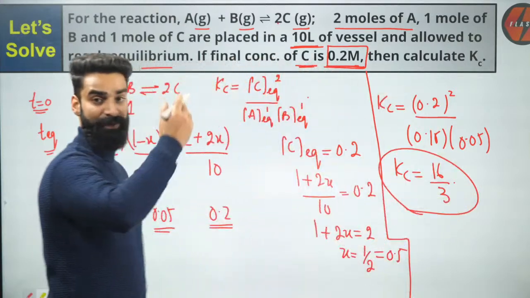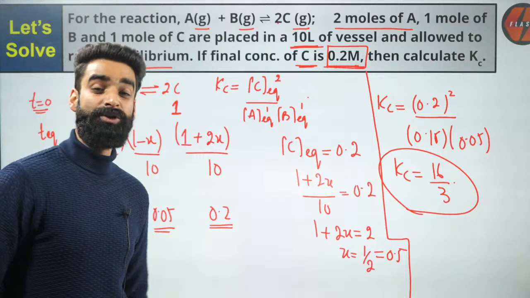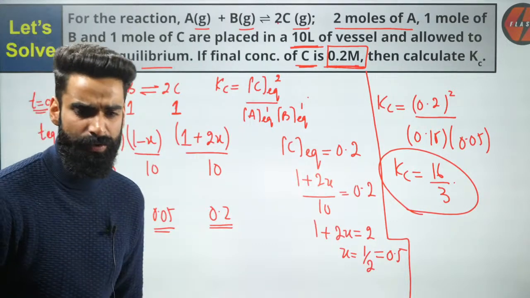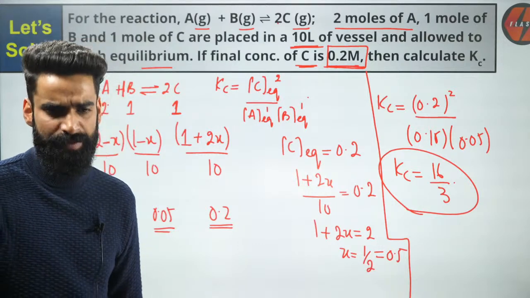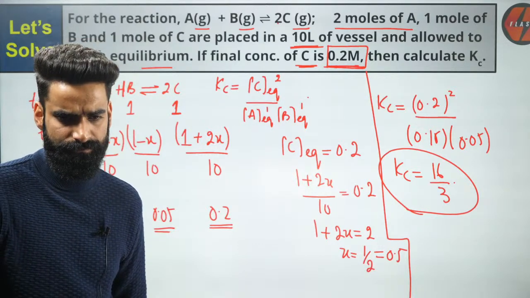The units are atm or moles per liter to the power delta Ng. Yes, since delta Ng is 0, it's going to be unitless. Let me know in the chat box if it's clear to everyone.